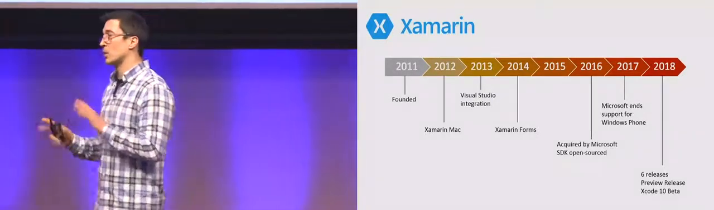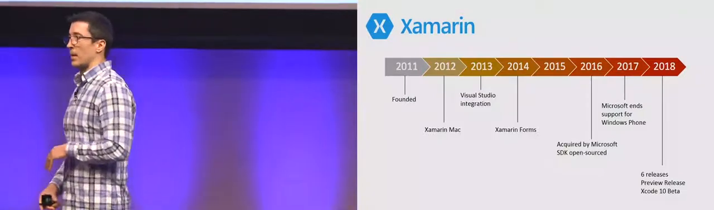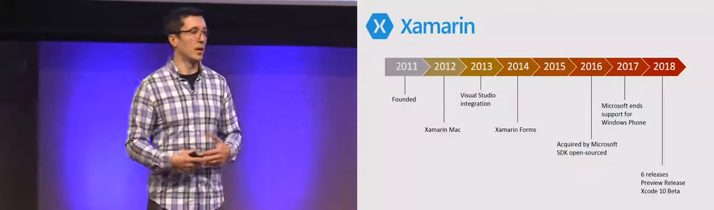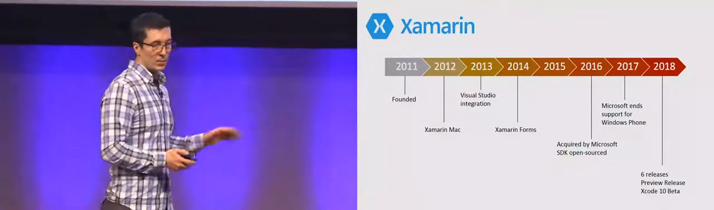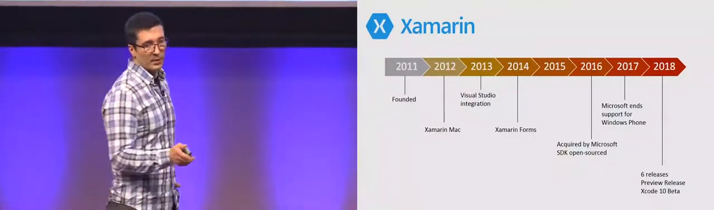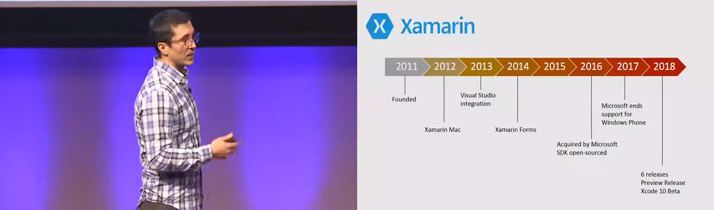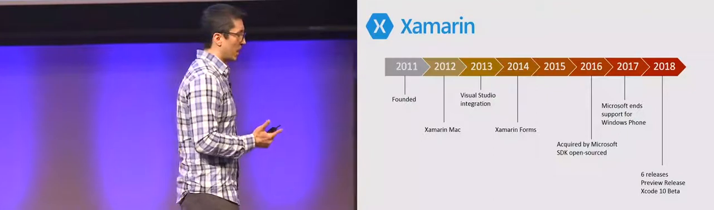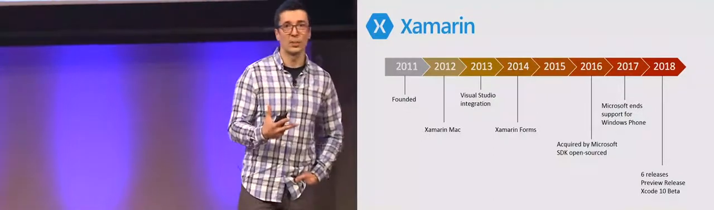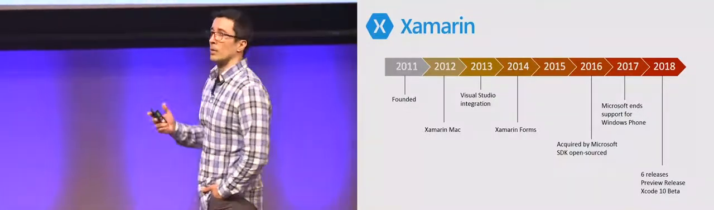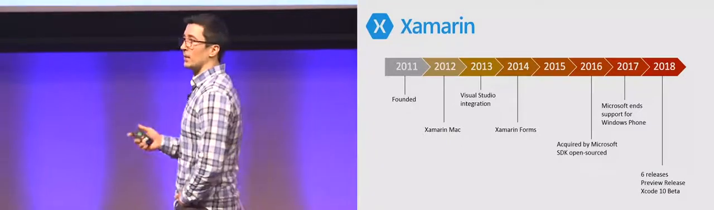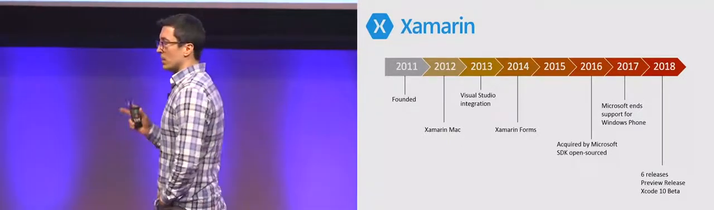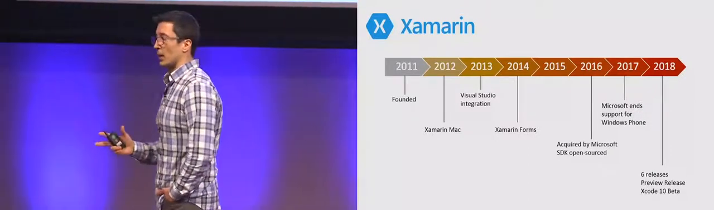So if you did not care too much about custom UIs, but a lot of your app was more business logic and forms and processing, that was perfect. In 2016, they got acquired by Microsoft, and their SDK was open sourced. Unfortunately, in 2017, Microsoft announced that they would no longer support the Windows Phone. However, they were investing heavily in the Azure cloud SDKs, and still, they were supporting Xamarin.